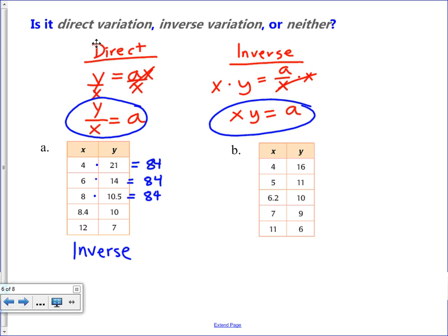Check if it's inverse by using multiplication. So 4 times 16 equals 64. We know 5 times 11 is 55. So this one's not giving us a constant using multiplication or division. So in this case, we would want to say this is an example of neither. This is neither direct variation nor inverse variation, right? There's no constant of variation using division or multiplication.